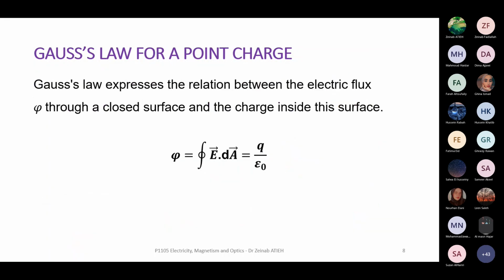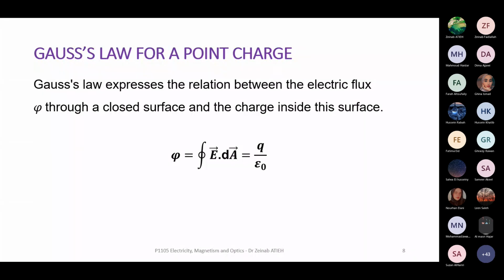Let's express or re-explain the relation again. Till now, what did Gauss find? Gauss found that if I have a closed surface, the total electric flux crossing this closed surface is equal to Q, which is the charge inside this surface, over epsilon 0. This was the idea of Gauss. This was the relation of Gauss.